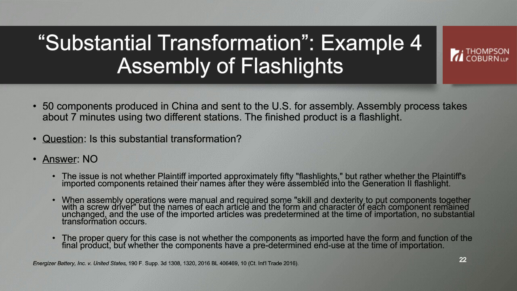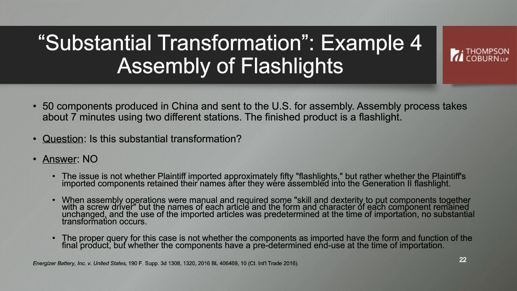So this next example is really, in some ways, the culmination of all these other ones. And this is a relatively recent case. It had to do with Energizer. It's called Energizer Battery, but it had to do with the production of flashlights. In this case, there were more than 50 components produced in China and sent to the U.S. for assembly. So that's a lot. The assembly process took about 7 minutes and used 2 different workstations, with soldering and putting the lights inside and all those other steps. And the question was, is this a substantial transformation?